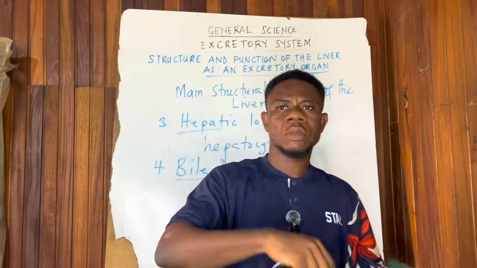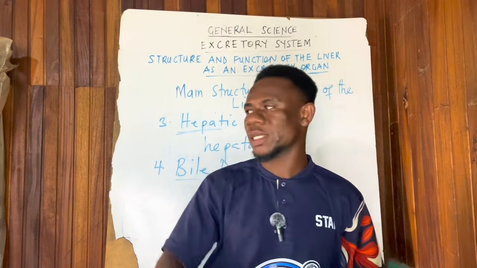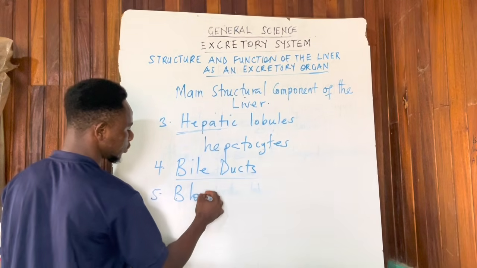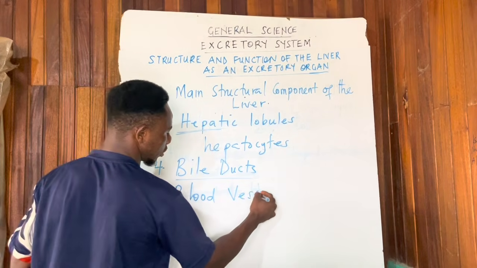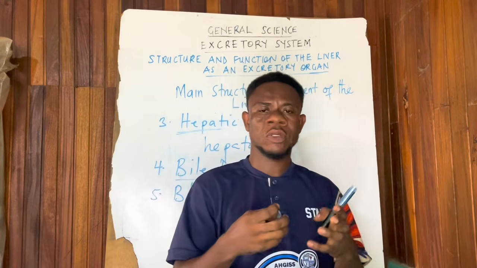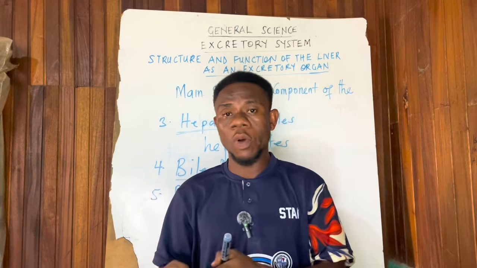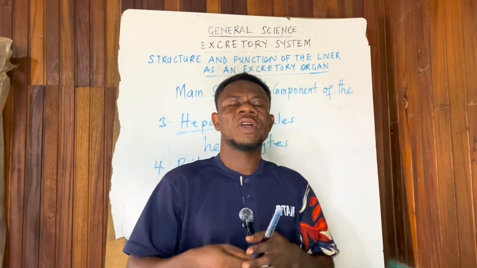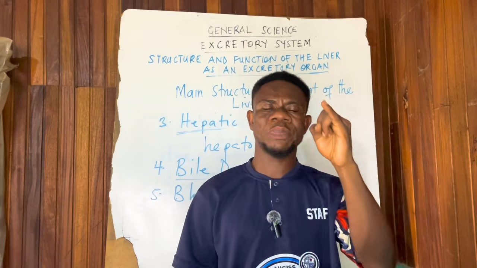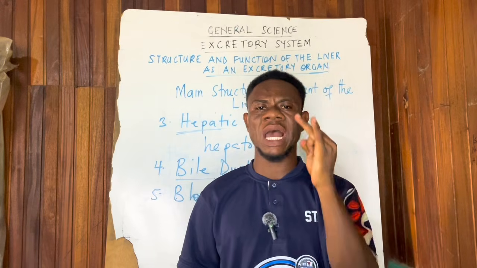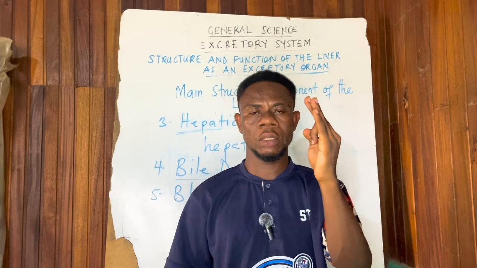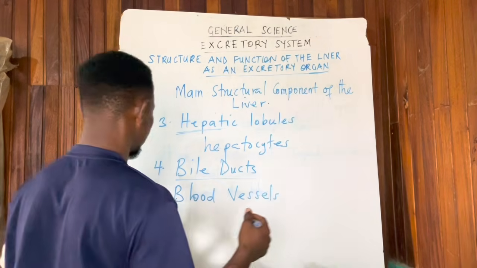We have the fifth one, which is the blood vessels. What are the major blood vessels? You've heard blood vessels before. For the major blood vessels, we have the hepatic artery, the portal vein, and the hepatic vein.